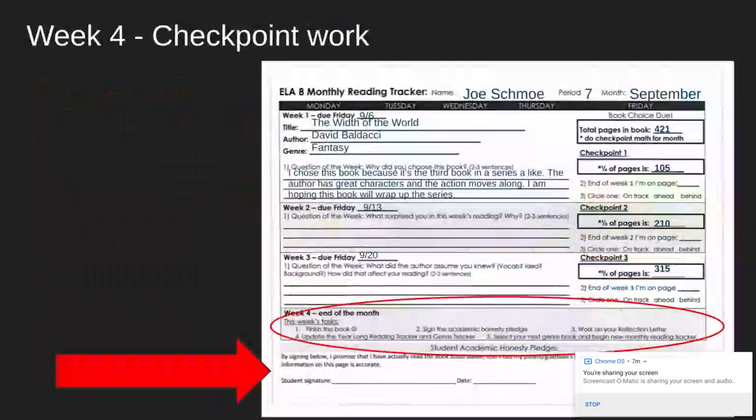Week 4 is different. This week, you are not giving me a check. You need to finish your book. Then you sign the academic honesty pledge at the bottom saying that you honestly have read the book and you are honestly answering the questions. Then you need to work on your reflection letter or reflection activity, update your tracker in your journal or folder, and then select your next genre book and begin a new monthly reading tracker.